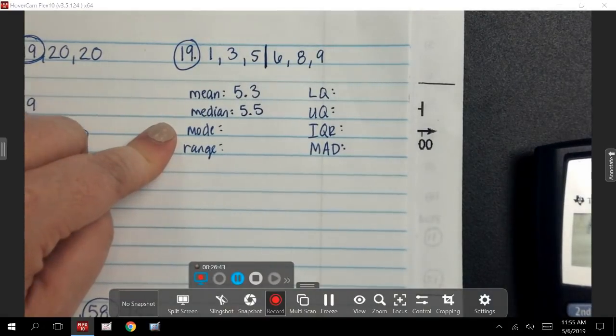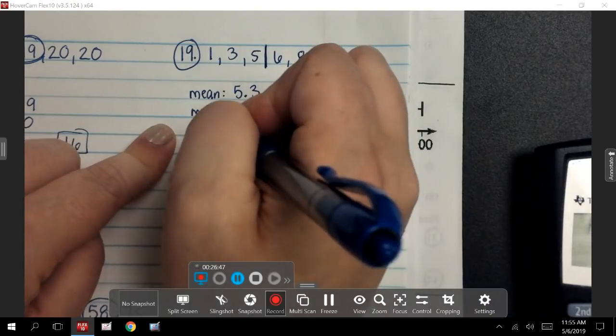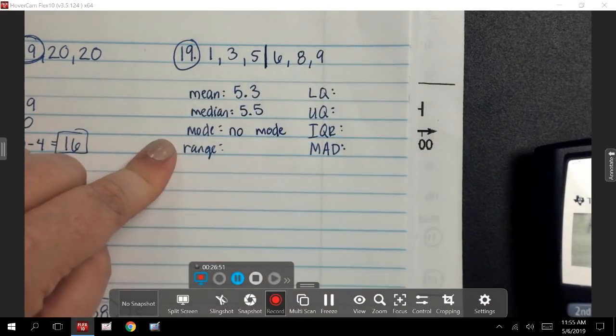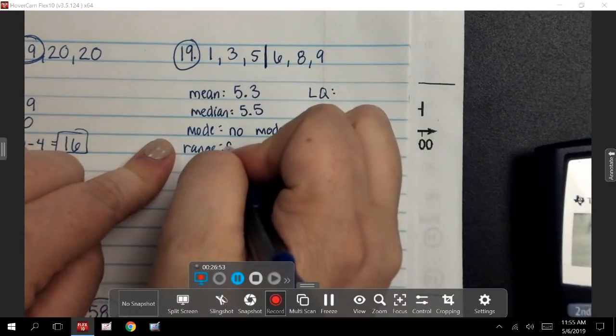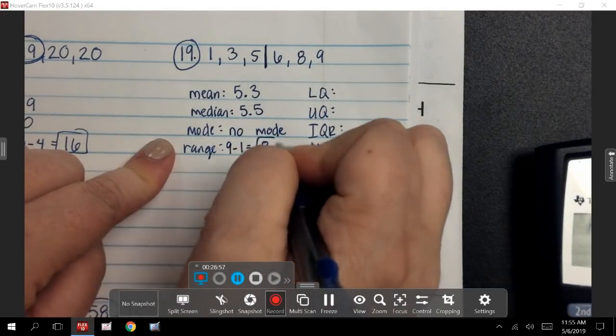All right, the mode. The mode is what appears the most. Are there any numbers here that appear more than others? No. So we would just write no mode. My range, big number, which is 9 minus the small number, 1, gives me 8.